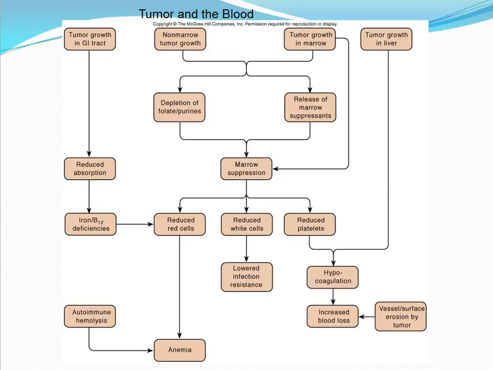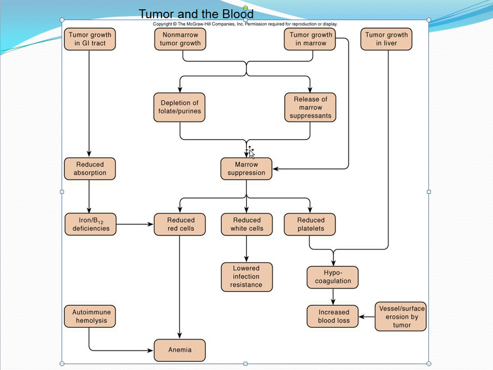These effects are summarized in this flow chart. Tumor growth in the GI tract can result in reduced absorption, so there's less iron and B12 for reduced numbers of red blood cells. Bone marrow and non-marrow tumor growth, or tumors that grow in the bone marrow themselves, can have similar effects. You will see depletion of folate and purines and a release of marrow suppressants, which will suppress the bone marrow. This will lead to reduced red cells, reduced white cells, and reduced number of platelets. Reduced red cells will lead to anemia. Reduced white cells lead to an increased risk of infection. And reduced platelets will lead to various blood coagulation disorders.